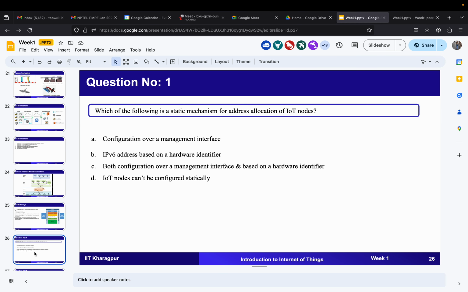Yeah, now we are moving to questions. The first question is, which of the following is a static mechanism for address allocation of IoT nodes? Options are: configuration over a management interface. Second one is IPv6 addresses based on a hardware identifier. Third one is both configuration over a management interface and hardware identifier.